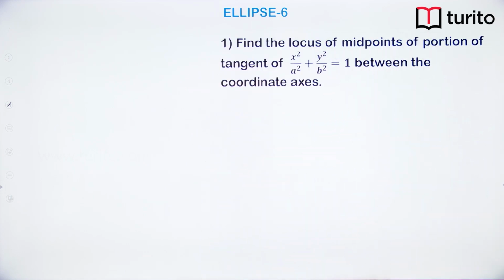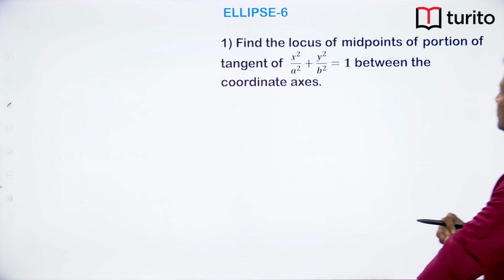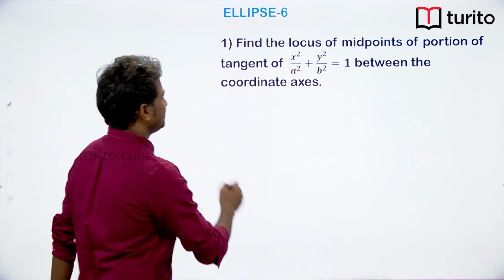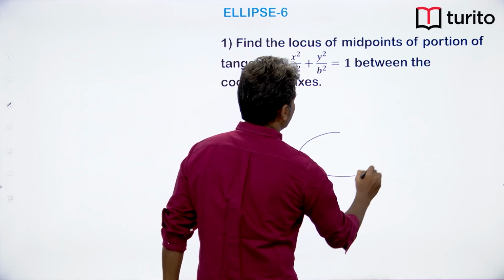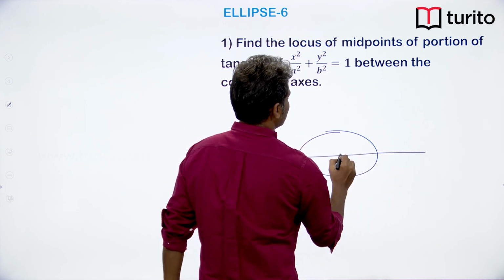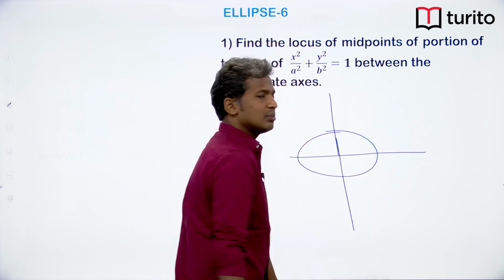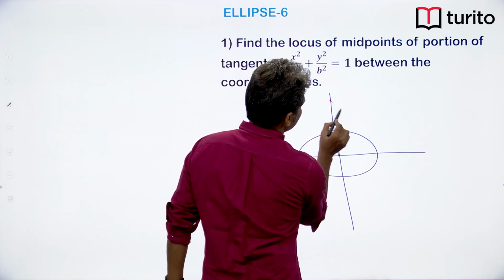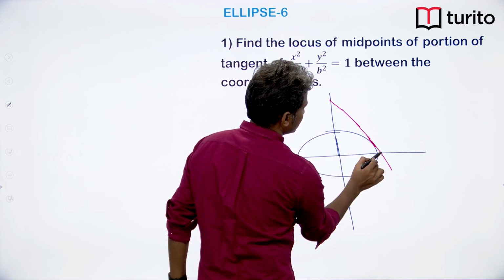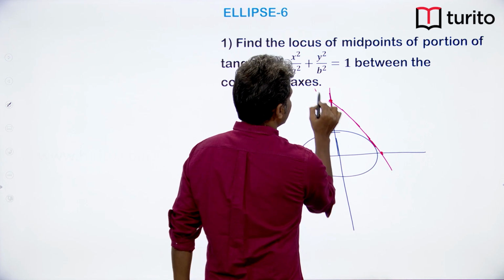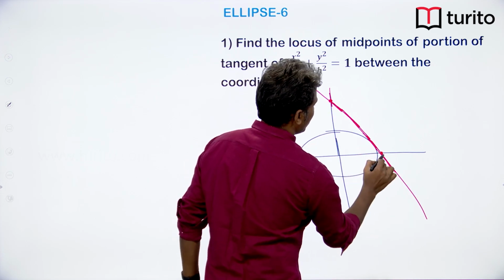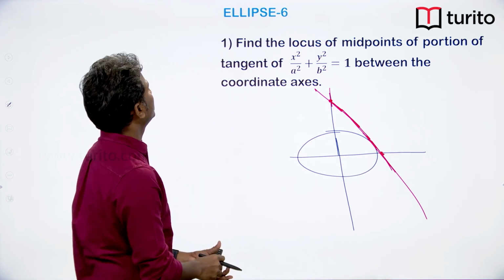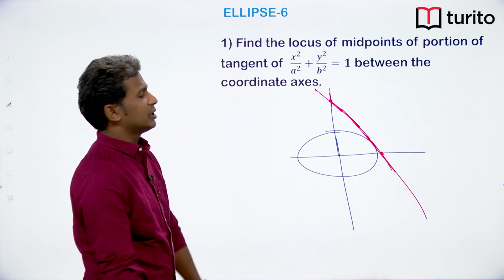So, first problem, find the locus of midpoint of the portion of tangent between the coordinate axes, okay. So here basically we have one ellipse, this is one axis which is the x axis, and also it is the major axis for the ellipse, and we have one tangent. Let us say this is my tangent, okay. This tangent is intersecting x axis at one point and y axis at another point, and we are interested in finding the locus of midpoint of the portion of the tangent between the coordinate axes, okay.